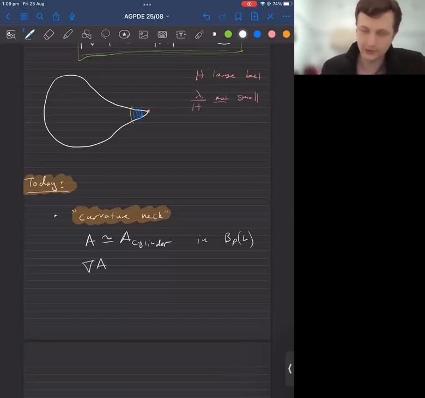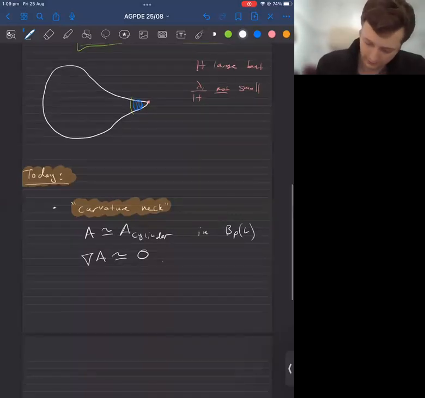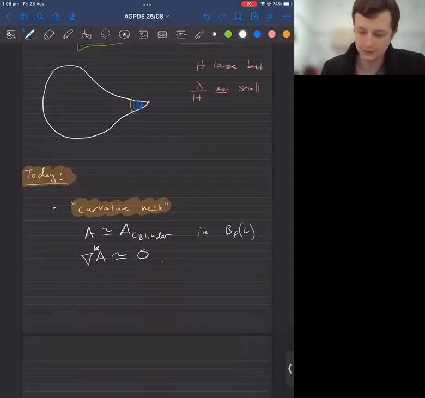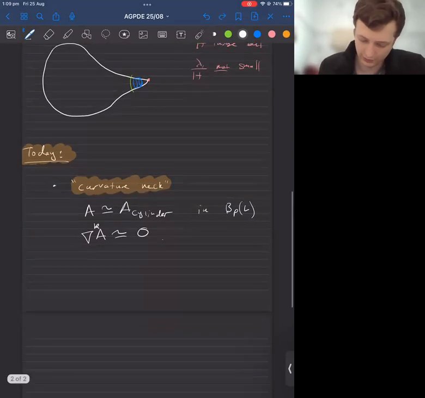And we also know that it's approximately parallel, which is what we'd expect because that's what holds for the cylinder. Maybe to be precise, we want all the derivatives to be close to zero. That's the idea of a curvature neck, some region where the curvature looks like that of a cylinder. And then we've also got topological necks.